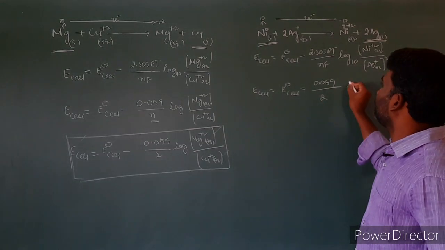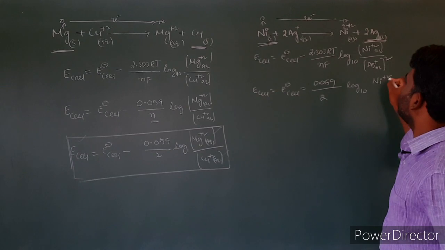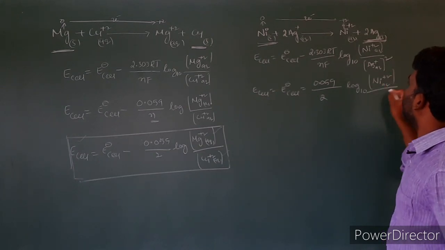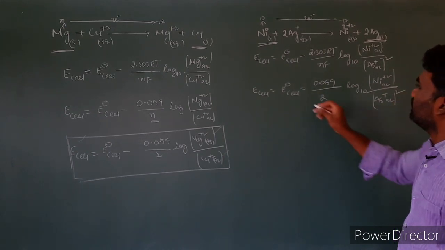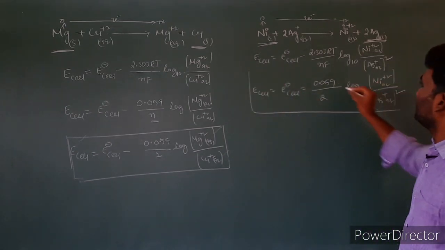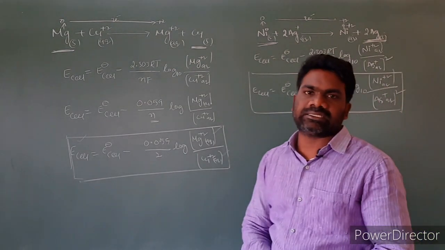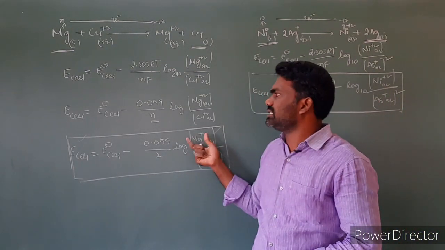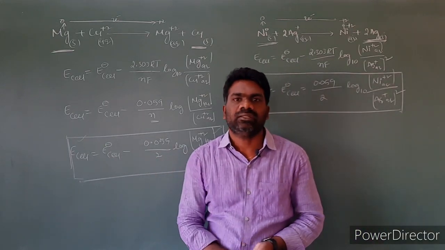So n is equal to 2, giving 0.059 by 2 log base 10 of Ni2+ aqueous ion concentration by Ag+ aqueous ion concentration to the power 2. So this is the direct Nernst equation for this cell. Whatever cell is given, this is the method to write the Nernst equation for a given cell reaction.